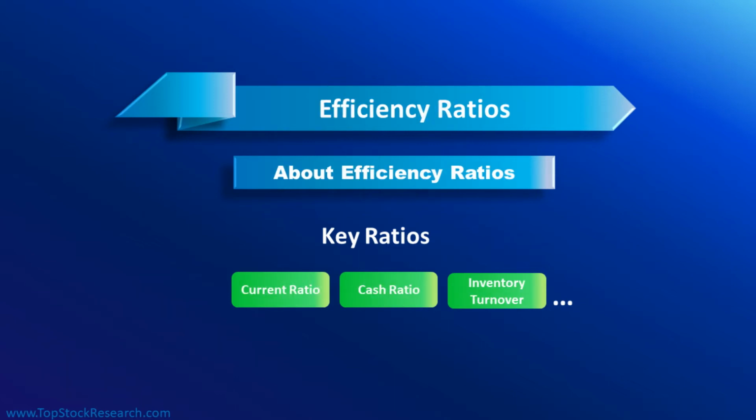Next is efficiency ratio. Some of the key ratios in this category are current ratio, cash ratio, inventory turnover, and so on and so forth. So we'll be covering these ratios in subsequent sections.